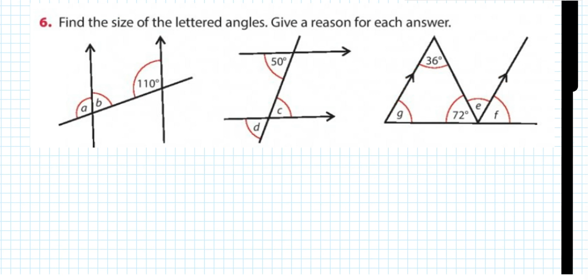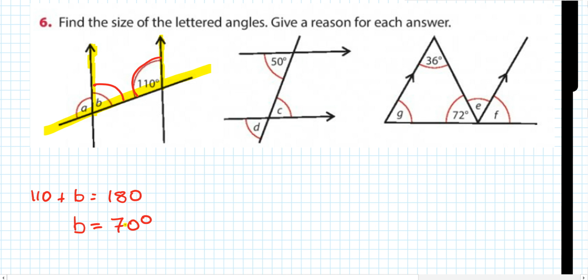So find the size of the lettered angles. The last note that you took down, we know it's a straight parallel line, and we have a transversal across it. So what do I call two angles that are facing each other there? They're interior angles, so B is going to have to make 110 add up to 180, so B is equal to 70 degrees, and that's because they're interior.